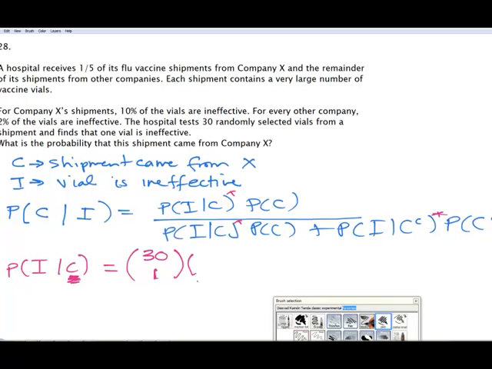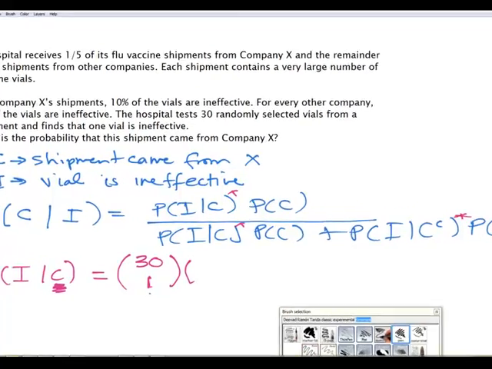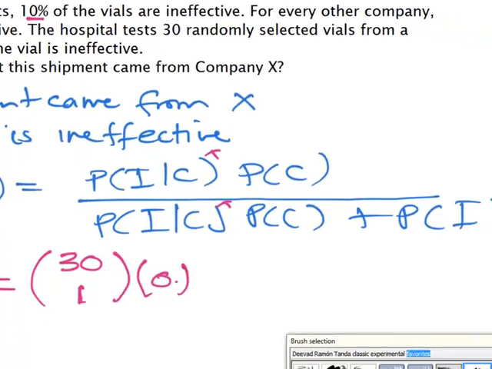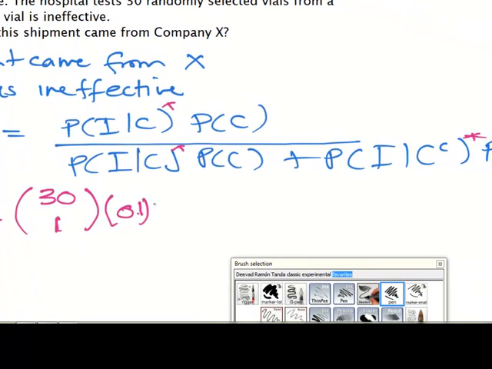So the probability that this one is ineffective is 10%. So 0.1 to the first power times 0.9 to the 29th power. And this is going to give us 0.141.